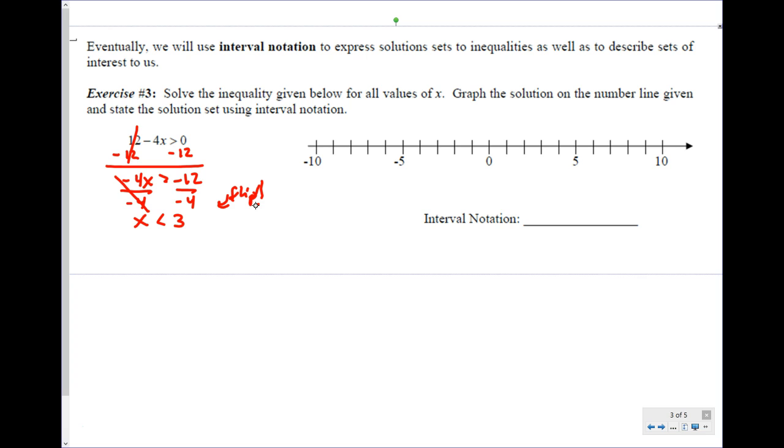So now that I have x is less than 3, now I'm going to graph it. I have an open circle on 3 pointing to the left. And in interval notation, this is going to go on to negative infinity forever. So it's negative infinity. And then the highest value is that 3, but it's not included, so I have a parentheses. Okay?